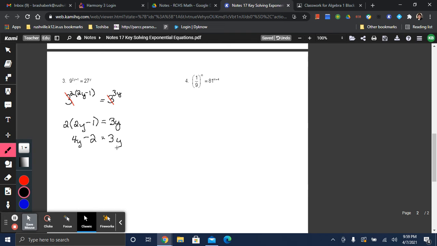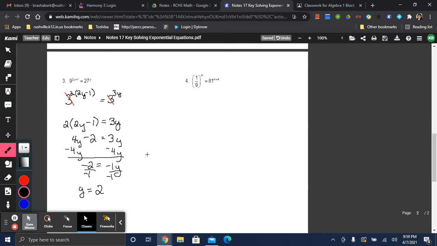That equals 3y. I can subtract 4y from both sides of the equal sign, and I get negative 2 equals negative 1y. Can divide both sides by negative 1, and my y turns out to be 2. So I get 2 for an answer for that.